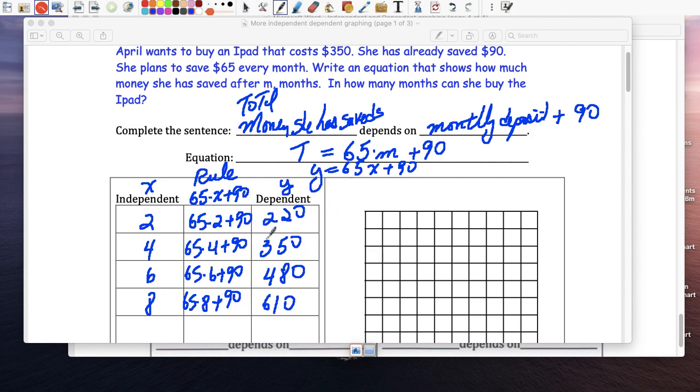So actually, her iPad costs 350, so we didn't need to go to 6 or 8 months. We could have done 0, 1, 2, 3, 4. So first of all, let's label things. This is my y, the money she has saved. And then my x-axis, let me just extend that, is going to be the number of months.